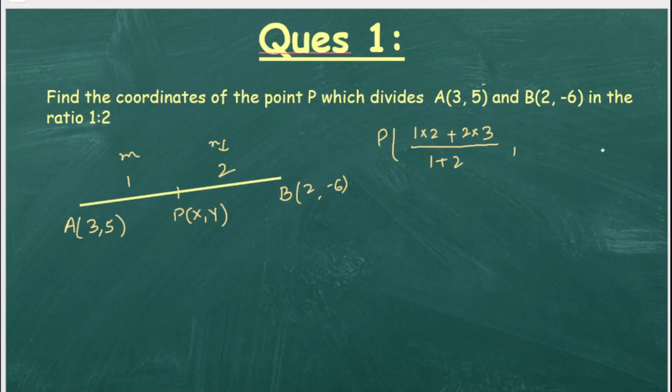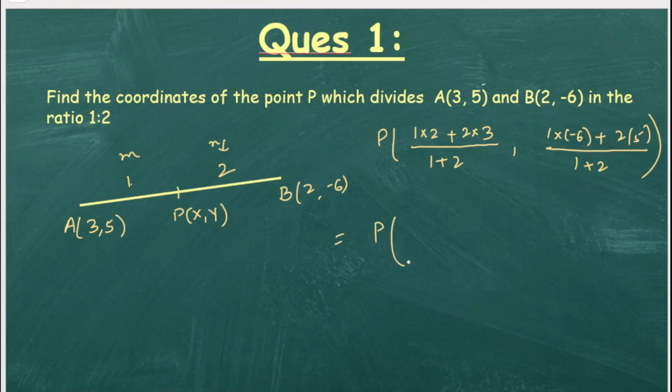Now let's write the y coordinate for the point P. So 1 will be multiplied by the y coordinate, that means 1 times -6, plus n, which is 2, will be multiplied by the y coordinate of point A, that means 5, and divided by 1 plus 2, that means m plus n.